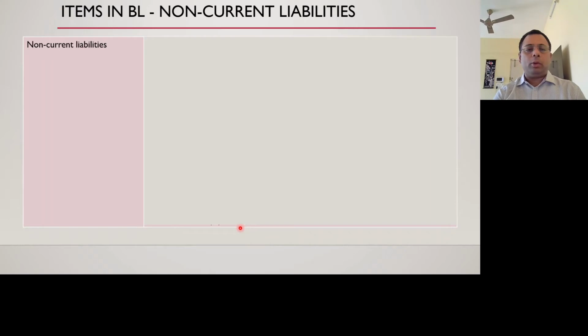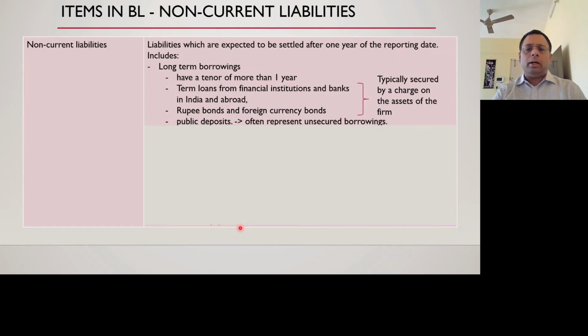Now there are some non-current liabilities also. Non-current liabilities are the liabilities which are to be paid after a tenure of more than 1 year. So it consists of, say, long-term borrowings or term loans from financial institutions and banks in India and abroad, rupee bonds and foreign currency bonds, and then public deposits. Often these are unsecured borrowings, and these are secured borrowings.